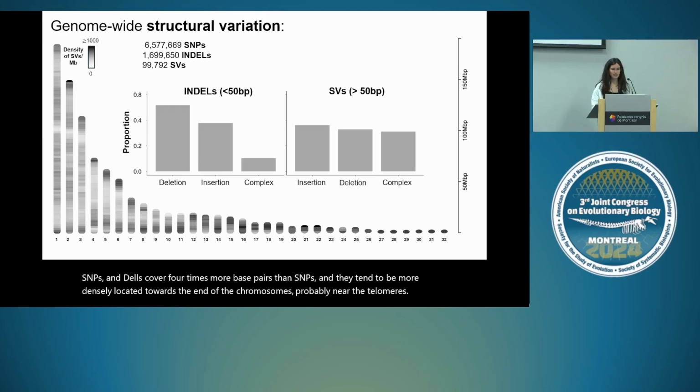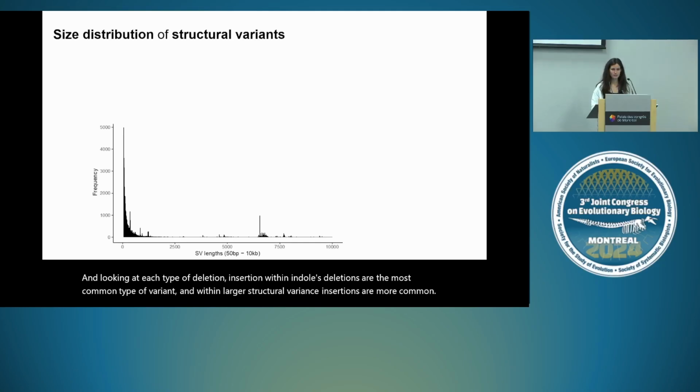And looking at each type of deletion or insertion, within indels, deletions are the most common type of variant, and within larger structural variants, insertions are more common. And looking at the size distribution of structural variants, this ranges from 50 base pairs to 10 kb. I first wanted to look and see what's going on within these different structural variants.